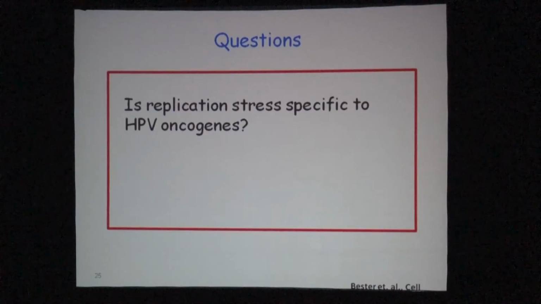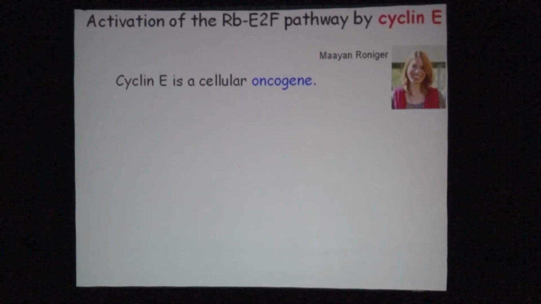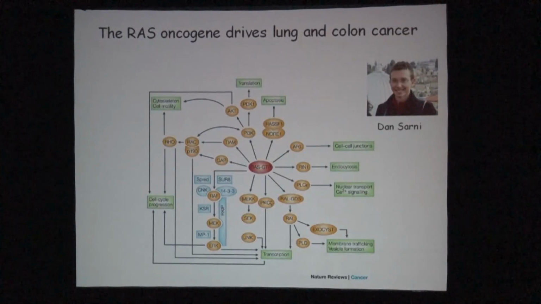Is it specific to human papillomavirus and cervical cancer? No. Marianne Roniger in the lab studied another cancer gene, which is associated with lymphomas, leukemias, and sarcoma, and the name of this gene is cyclin E. And Dan Sarni, a young PhD student, is studying another gene, RAS, which is involved in lung and colon cancer, a very strong and aggressive cancer gene. And in all cases, we got the same results.